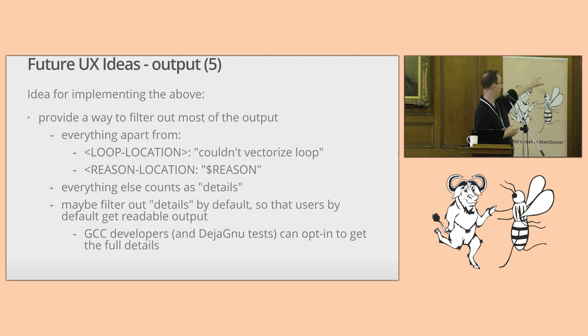And basically, the priority messages are: I can't vectorize this loop, and here's the deepest underlying reason why, or at least the first reason why, I suppose. And everything else is details. By default, we only show the priority messages, and then GCC developers and DejaGnu tests pass in a special flag to say, show me all the other stuff. I think that's a nicer user experience, in that end users get something, hopefully, that is digestible to them, and we get all the information needed to actually fix the passes when they're going wrong.